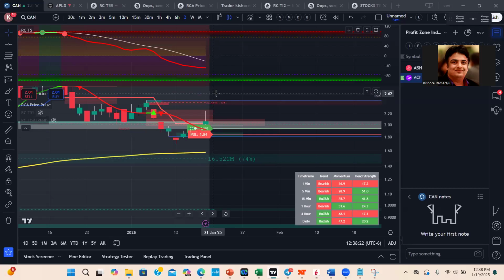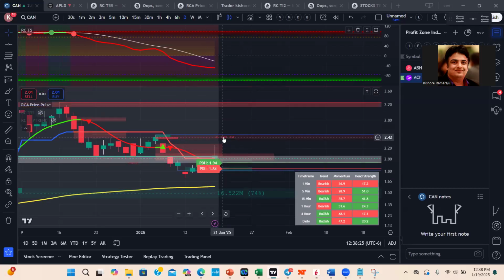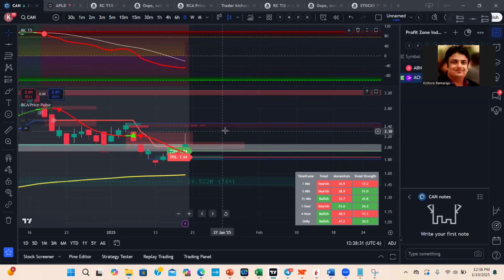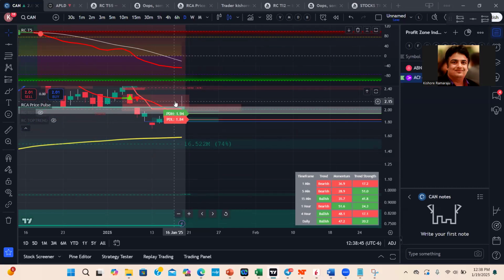So if I do my bear call spread here, I sell my 2.5 call and buy the 3 call. Your risk is minimal. You can keep all that money for yourself, to collect the premium, because your T5 is telling it will drop, your price pulse is telling it will drop, and your buy order blocks are somewhere close to 1.5. So there is a huge possibility for a bigger drop.